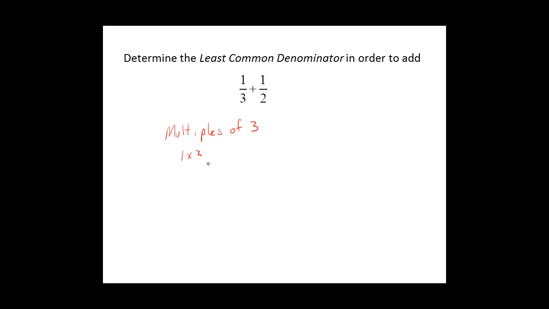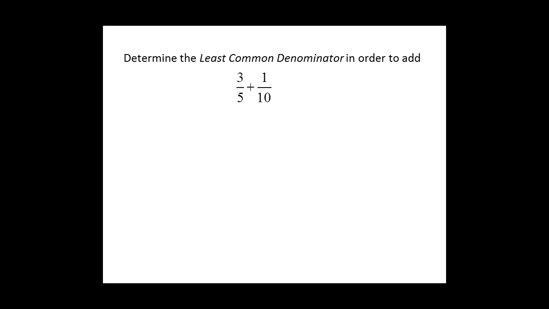One times 3 is 3. 2 times 3 is 6. 3 times 3 is 9, and so forth. Notice the first number that's divisible by 2 in our list of multiples is the number 6. So 6 is the first number that both 3 and 2 divide. So 6 is the least common denominator.